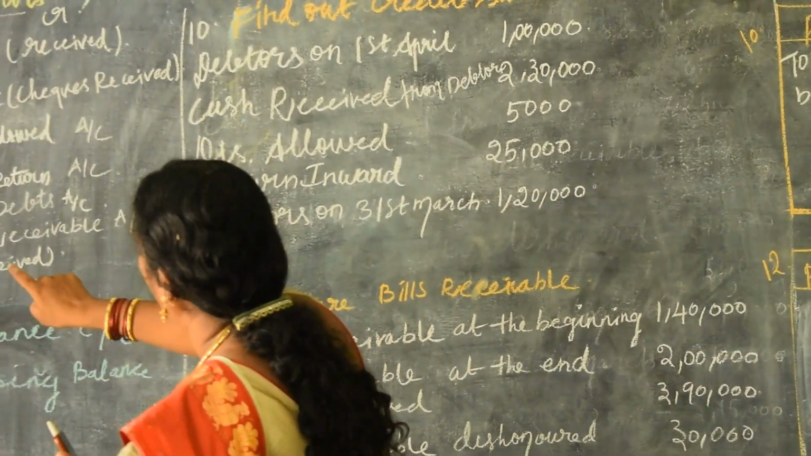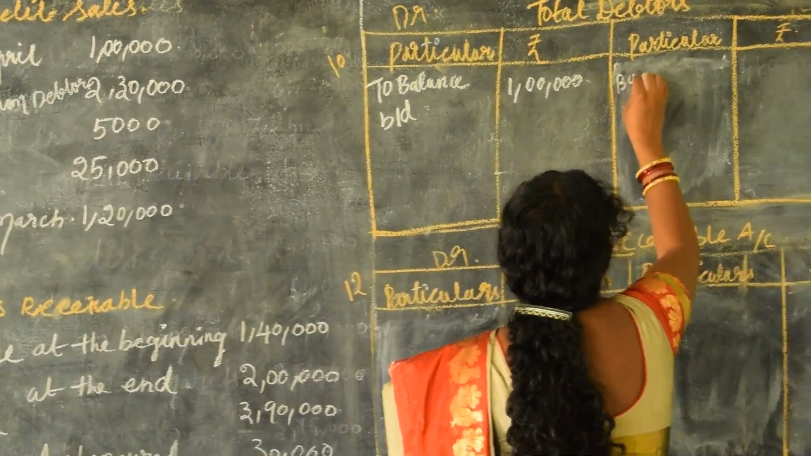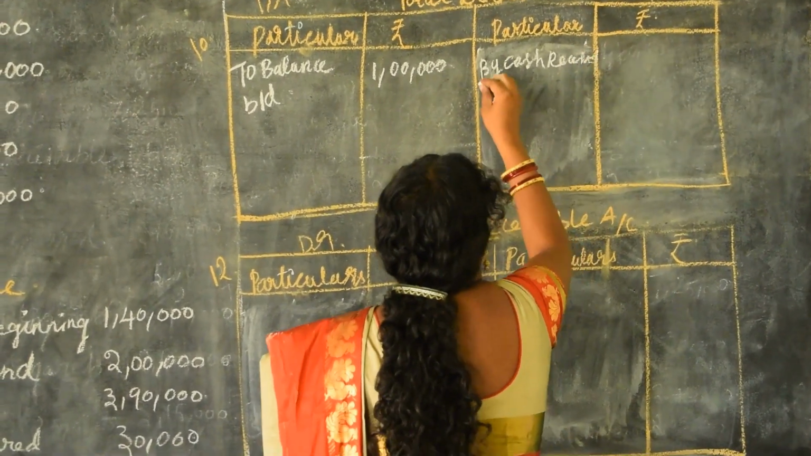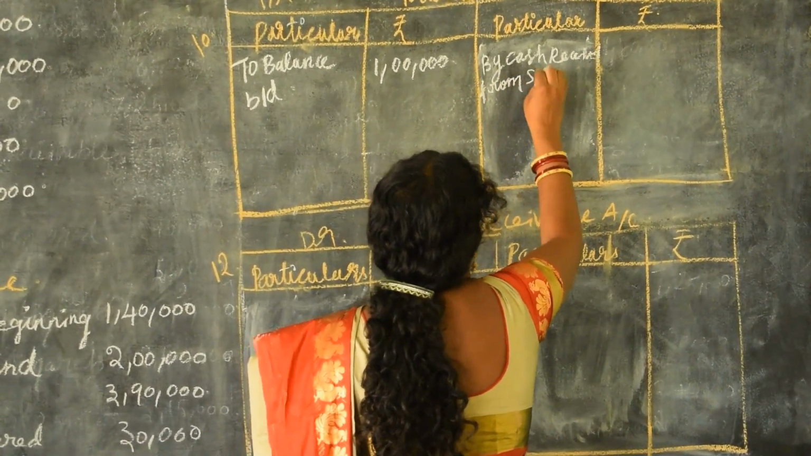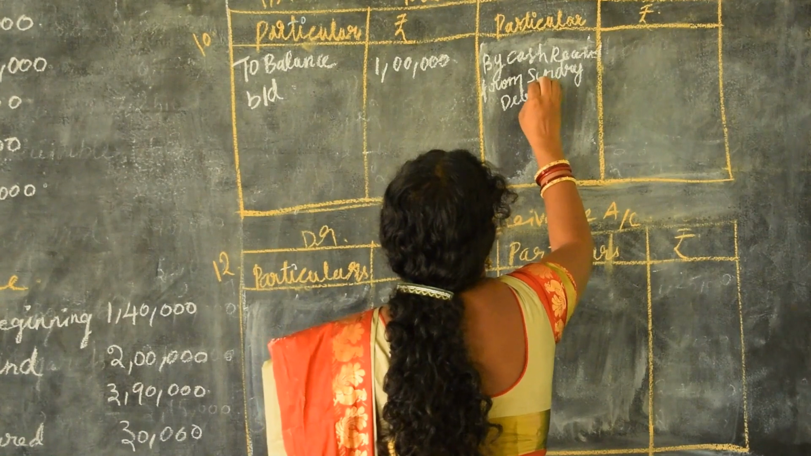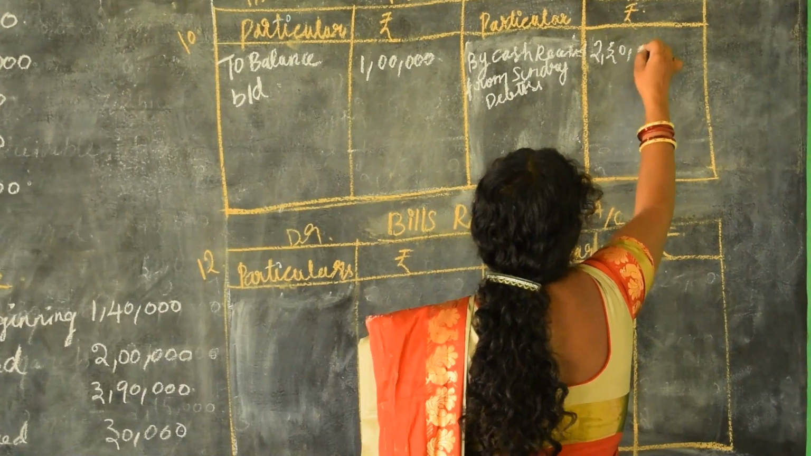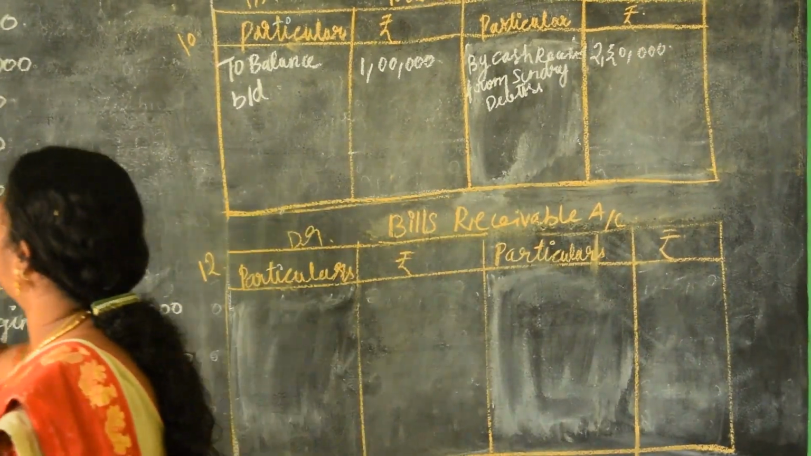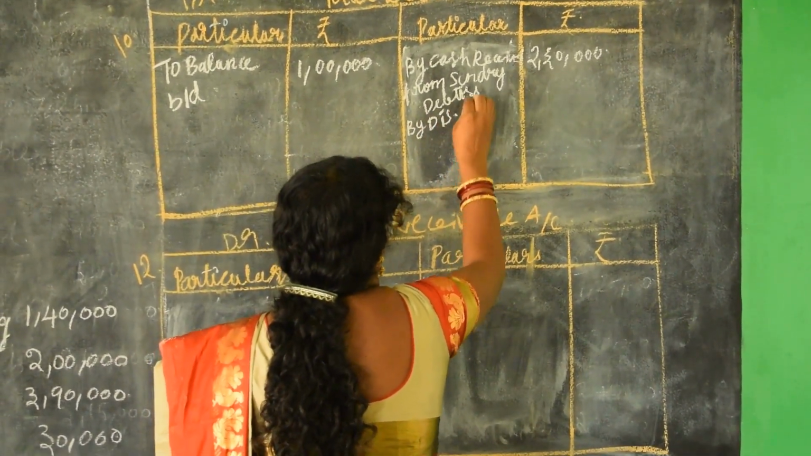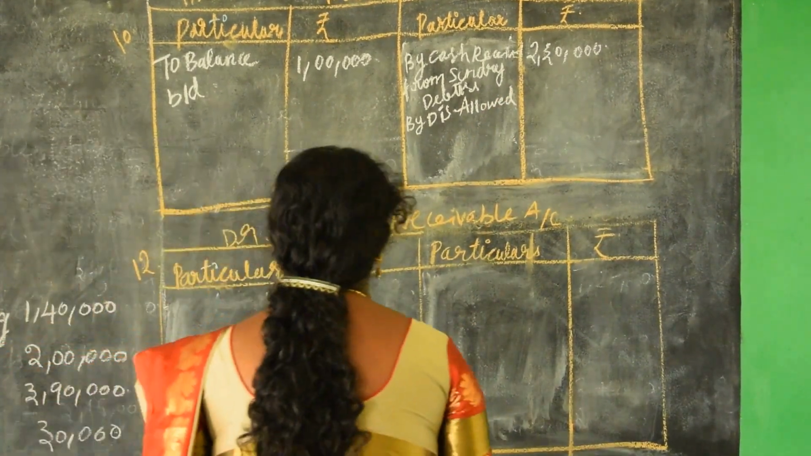Before that, you should have a thorough grasp of this concept. See, listen, by cash received. So, just write it here: by cash received from sundry debtors. How much? 2,30,000. Next, discount allowed. It should come on the credit side. By discount allowed. How much? 5,000.